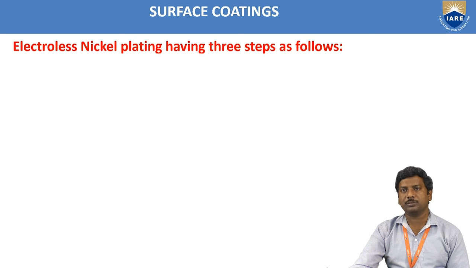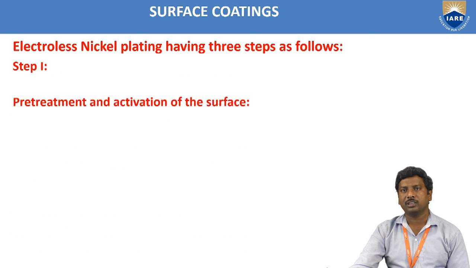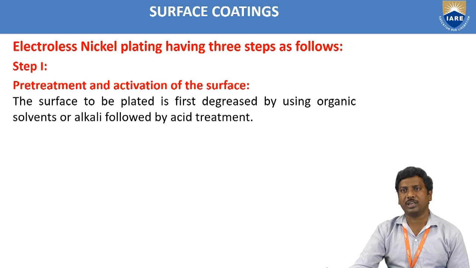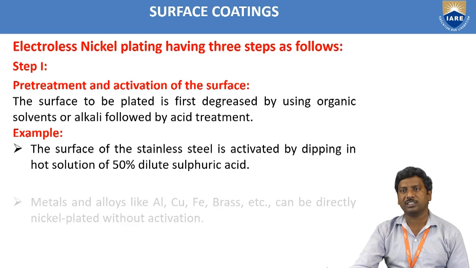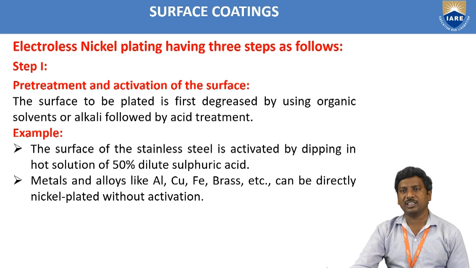Electroless nickel plating has 3 steps as follows. The first step is pre-treatment and activation of the surface. The surface to be plated is first degreased using organic solvents or alkali, followed by acid treatment. For example, the surface of stainless steel is activated by dipping in a hot solution of 50% dilute sulfuric acid. Metals and alloys like aluminum, copper, iron, brass, etc. can be directly nickel plated without activation.